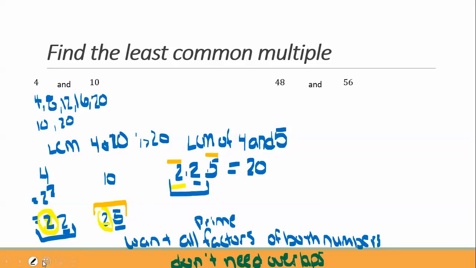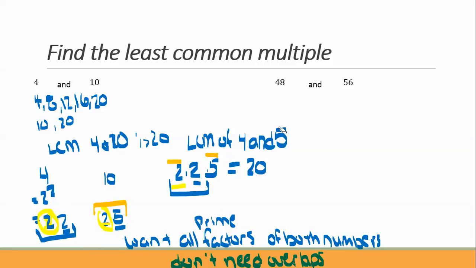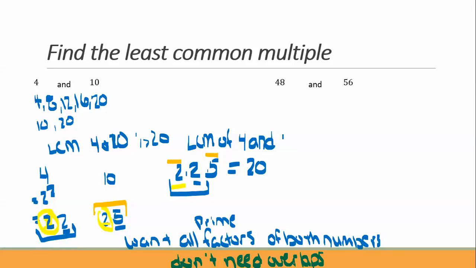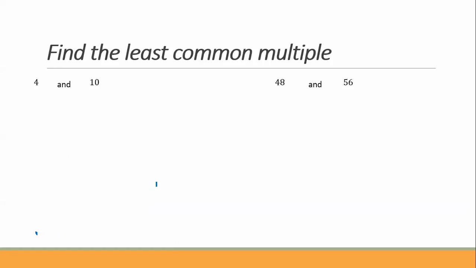And 10. Why do I keep saying it's a different number other than 10? So the least common multiple of 4 and 10 is 20. Let's look at this again. We'll erase all this and start over. Let's look at this with 48 and 56.